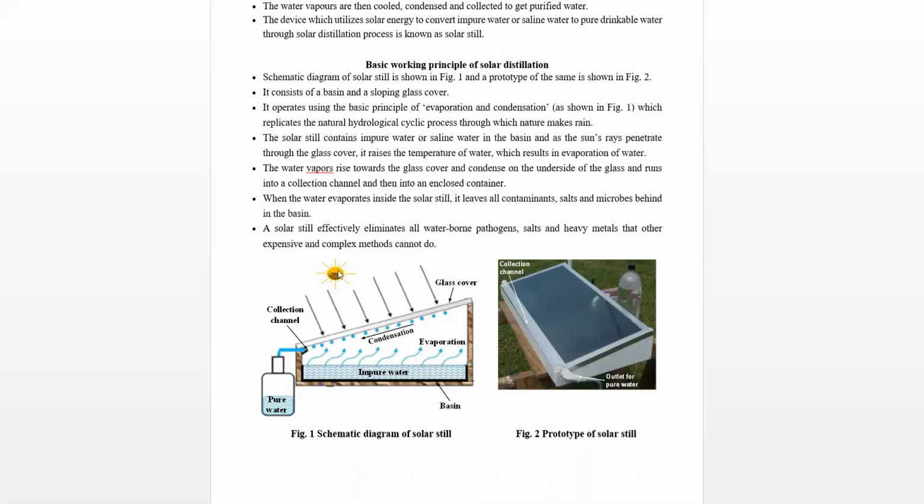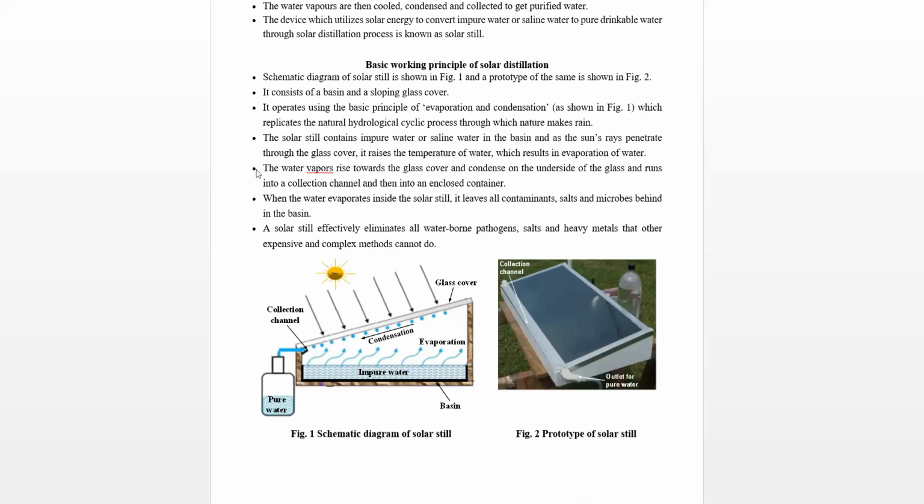So as the sunshine heats this impure water, the evaporation takes place. Then, you see, what happens? Let me explain it with the help of the bullet points. Now come to the fourth bullet point. The solar still contains impure water or saline water in the basin, and as the sun rays penetrate through the glass cover, it raises the temperature of water, which results in evaporation of water, that as I already explained.